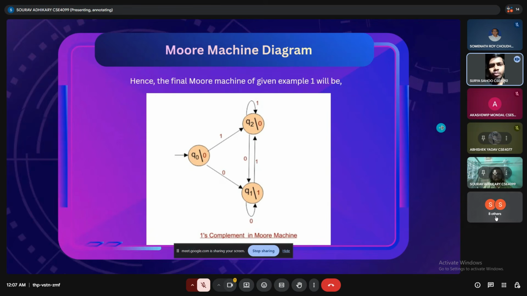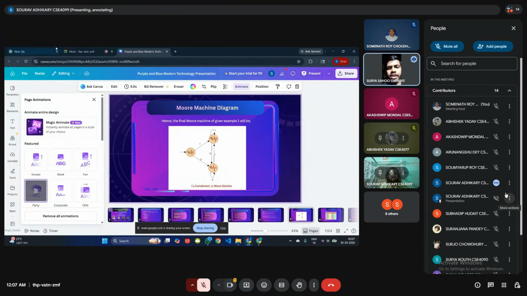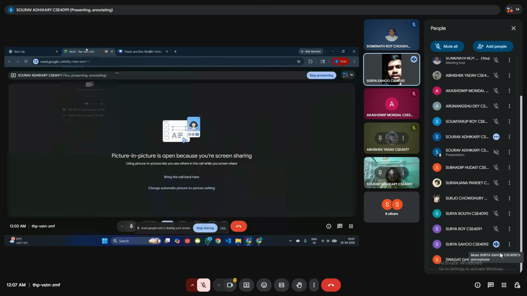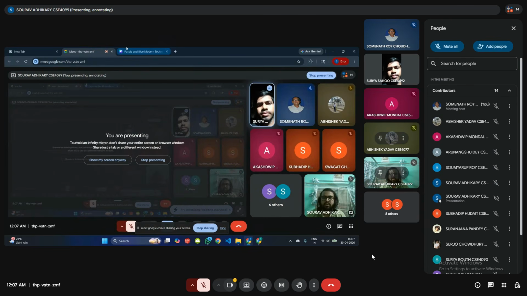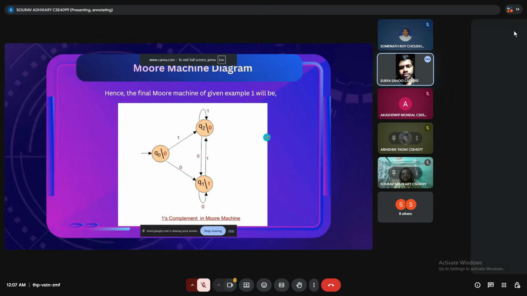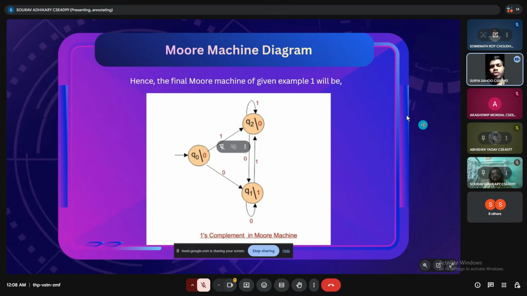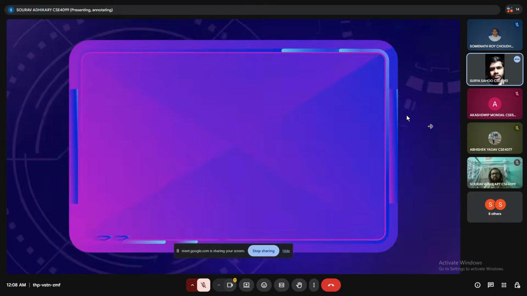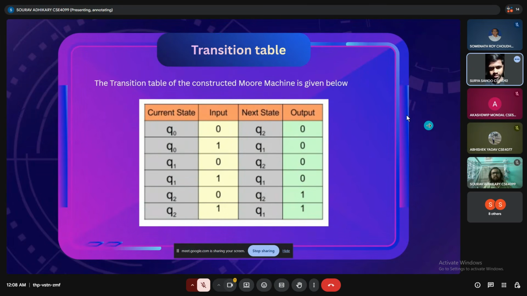Yes, sir. I will discuss the Moore machine diagram. The diagram of the Moore machine has the current states Q0, Q1, and Q2. This is the diagram of the Moore machine. There is a transition table, and the current state is Q1, input value is 0, then the next state is Q2 and output is 0.